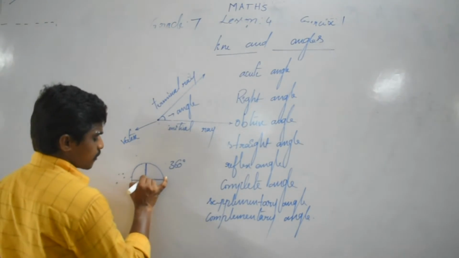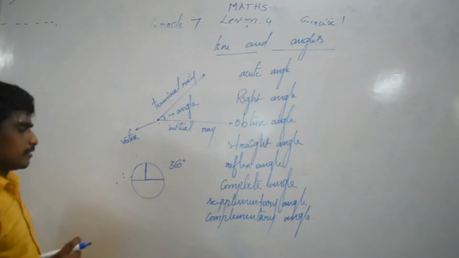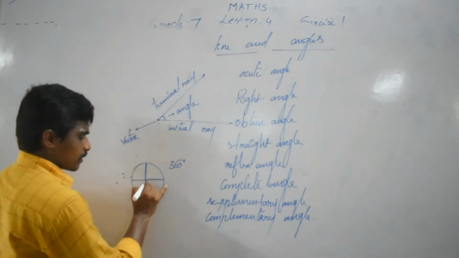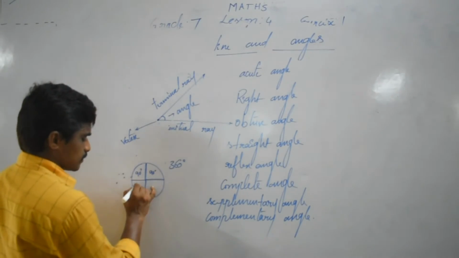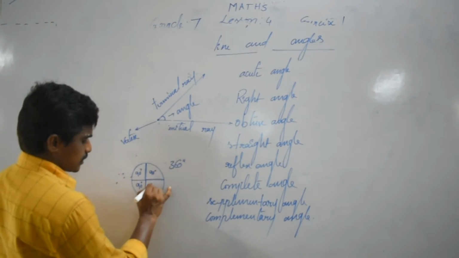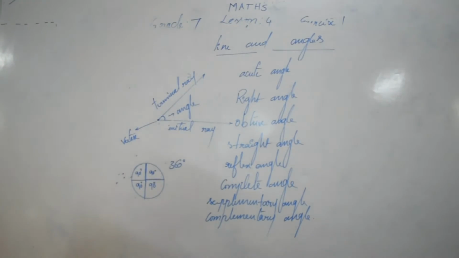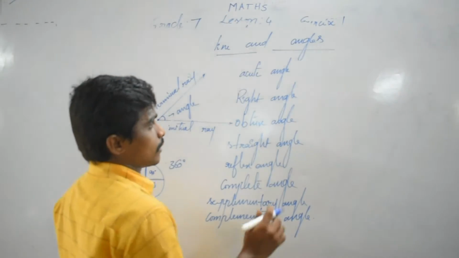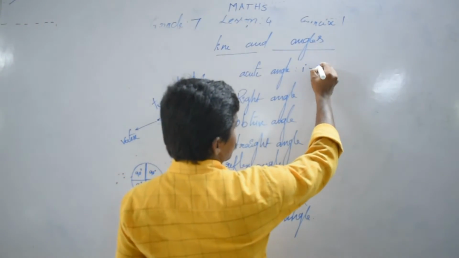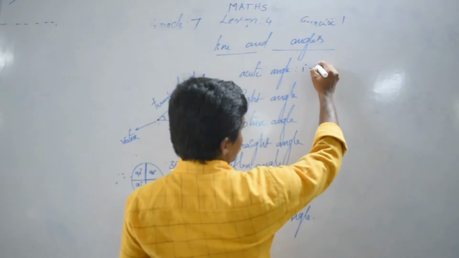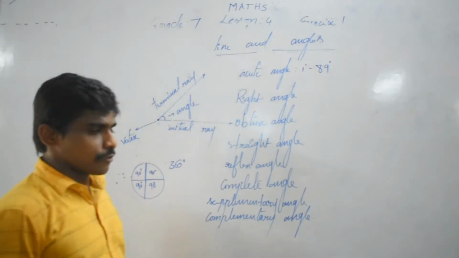This is a quarter of this circle. How many degrees? 90. So here 90 degrees, 90 degrees, 90 degrees, 90 degrees. Total 360 degrees. So an angle from 1 degree to 89 degrees we call an acute angle.